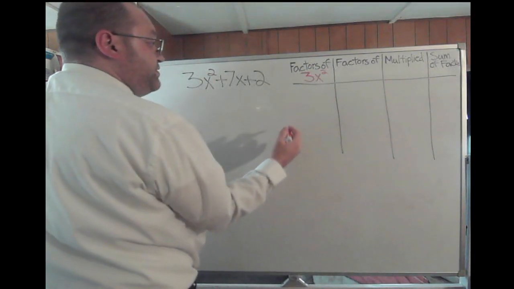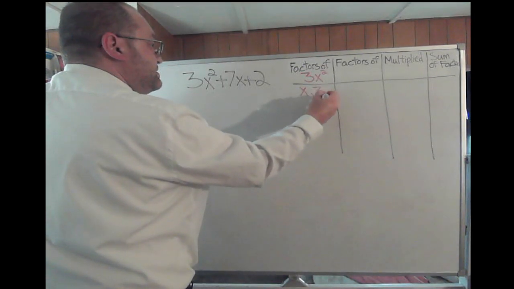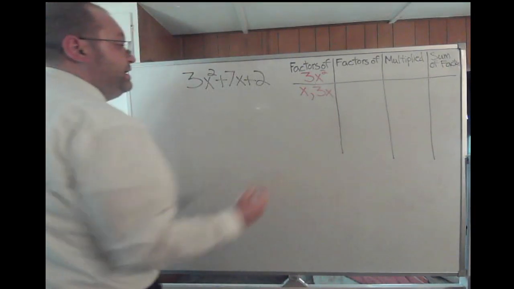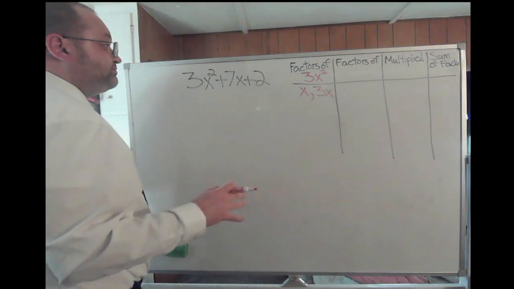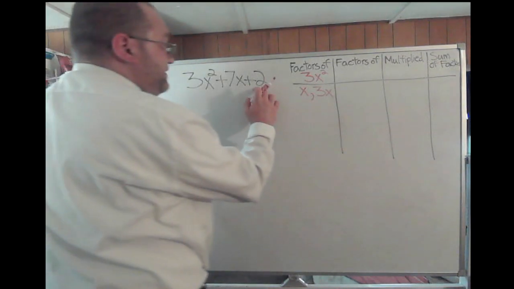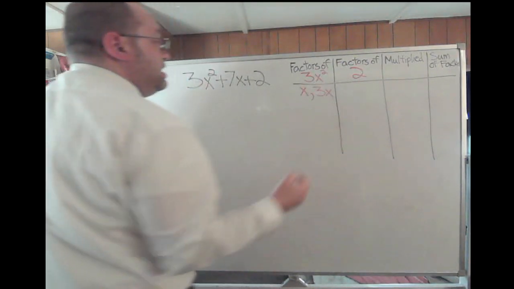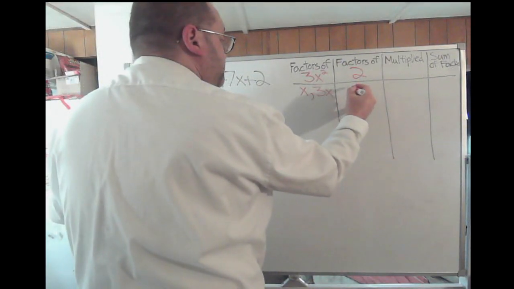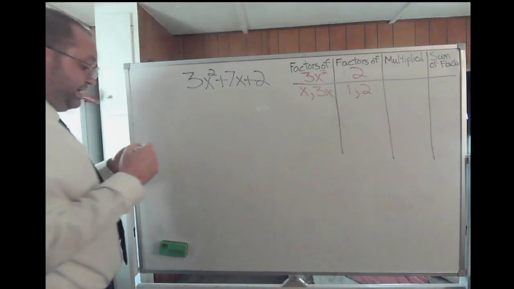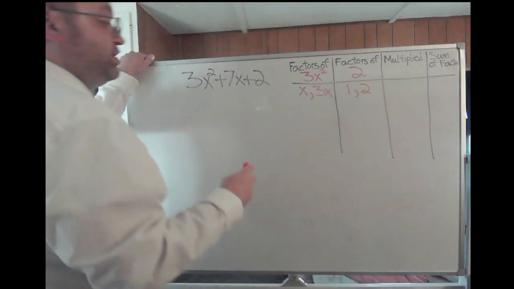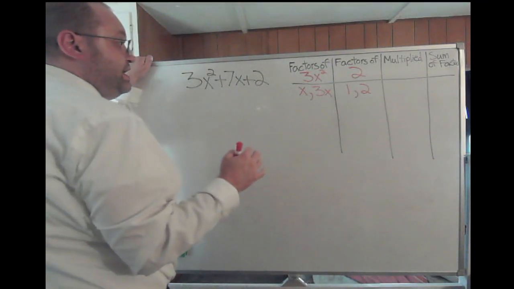Which factors of 3x squared? You could have x and 3x. And that's really about it. You're just going to get x and 3x. Then you're going to take factors of your constant term, which would be 2. Well, factors of 2 are 1 and 2. Okay? So far we have our factors of 3x squared, we have our factors of 2.